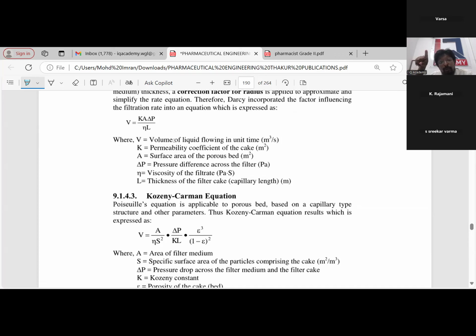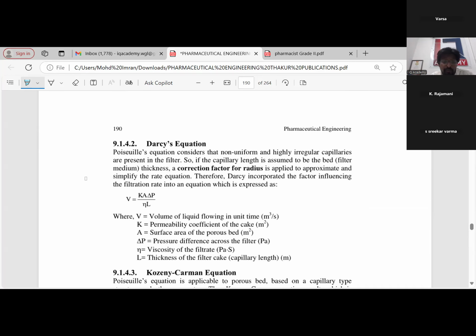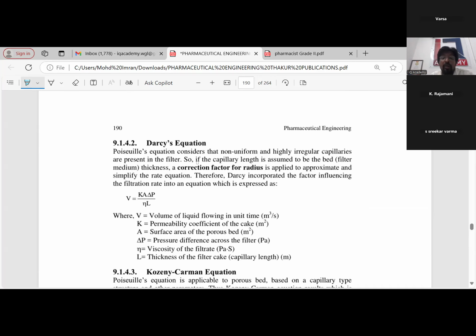Theories of size reduction are important; that's why we discussed them. I hope you remember the three theories in size reduction: Rittinger's theory, Kick's theory, and Bond's theory. They are important there, but here we don't need them much, so we are not focusing on them. But you should know the factors affecting filtration, and if you know these equations, you will understand. Just for your understanding, let's see one equation, the Poiseuille equation.